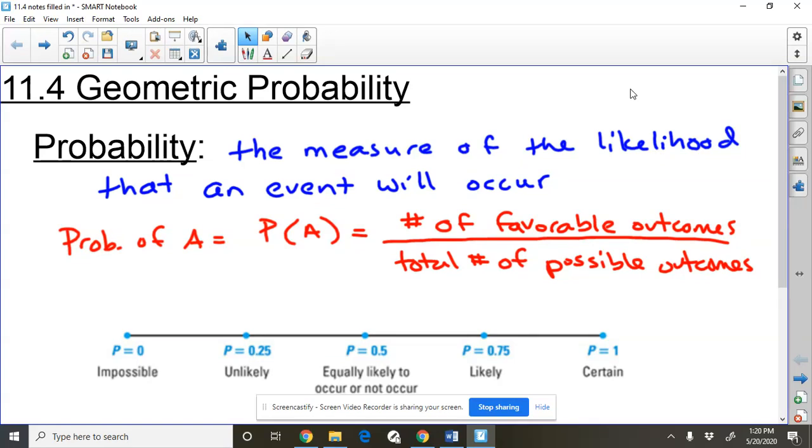Today we're going to move to section 11.4, which is geometric probability.